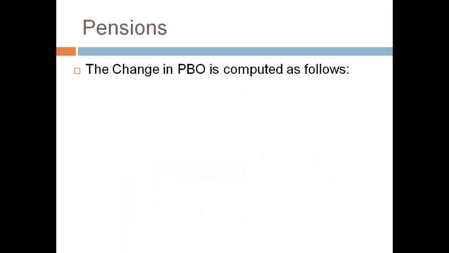The pension benefit obligation is affected by several different things. The beginning PBO comes from the last period's ending balance. PBO is stated at the present value, which just means without future interest. It is the amount that would be paid today in today's dollars.